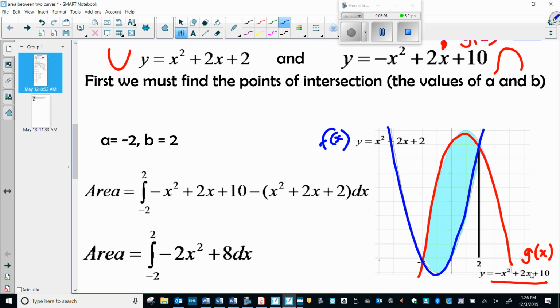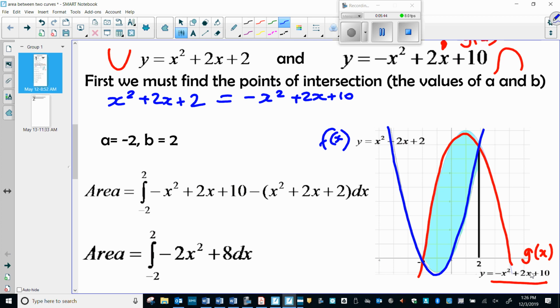Do you care how it was done? Do you want to do a quick equation or no? If we were to equate them, we would say x squared plus 2x plus 2 equals -x squared plus 2x plus 10. Okay, because that's where they intersect.